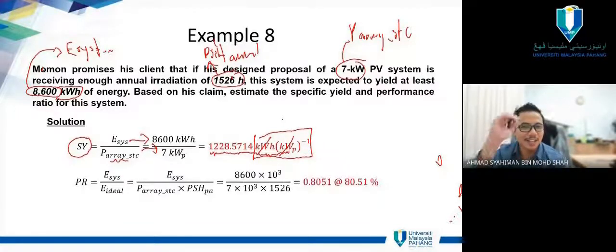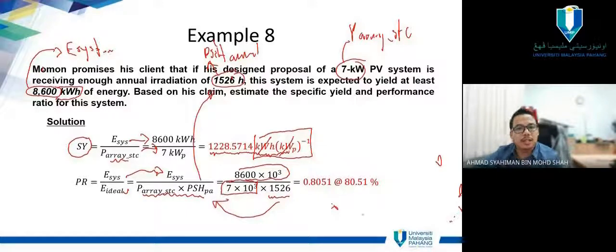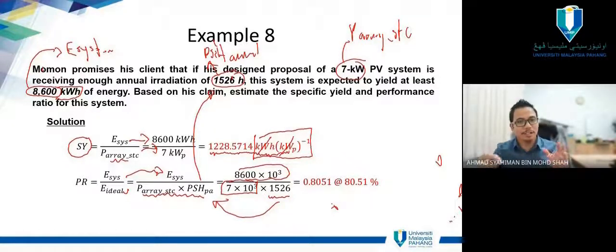Kena follow. Okay. Lepas tu performance ratio dengan mudah dan kacangnya, e-system ni kita dah tahu dah berapa. Lepas tu e-ideal adalah PRSTC darab PSH annual. Yang ni sama 1000 kilowatt hour. Ini PRSTC 7 kilowatt eh. Saya pecahkan terus dalam watt. So 7 multiply by 10 to the power of 3. Then ini 1526 ni adalah PSH annual yang kita dapat daripada sini. Okay. And then dapatlah 0.8051 ataupun 80.51%. Okay. 80.51%.